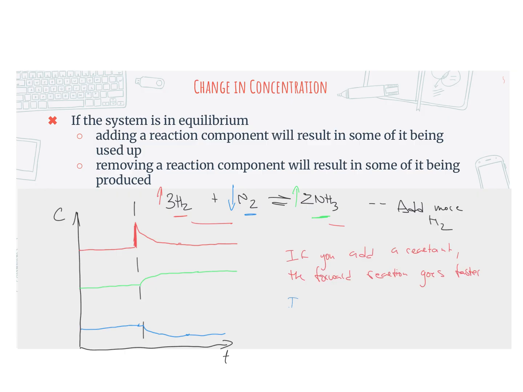Conversely, if you add a product, the reverse reaction goes faster. So if you add something to one side, this essentially says that it pushes the reaction to go in the other direction. If I add H2, it's going to push the reaction forward, and I make NH3. Equally, if I added NH3, what you'll see is an initial spike of NH3, followed by reaction of NH3 to make more H2 and N2.